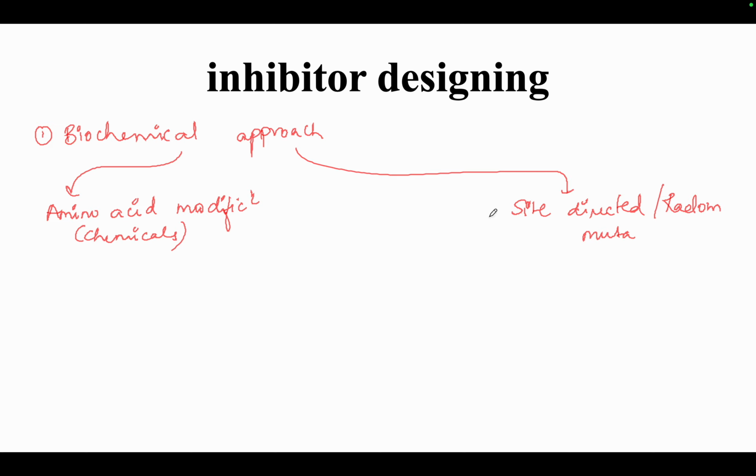So the biochemical approach mainly focuses on amino acid modification. This modification could be due to different chemicals, or it could be by mutation. The mutation also is of two types. We could either use site-directed mutagenesis, or we could use random mutagenesis, that is, we can randomly mutate. So in the modification by chemicals, we have different chemicals. Let's take an example here.